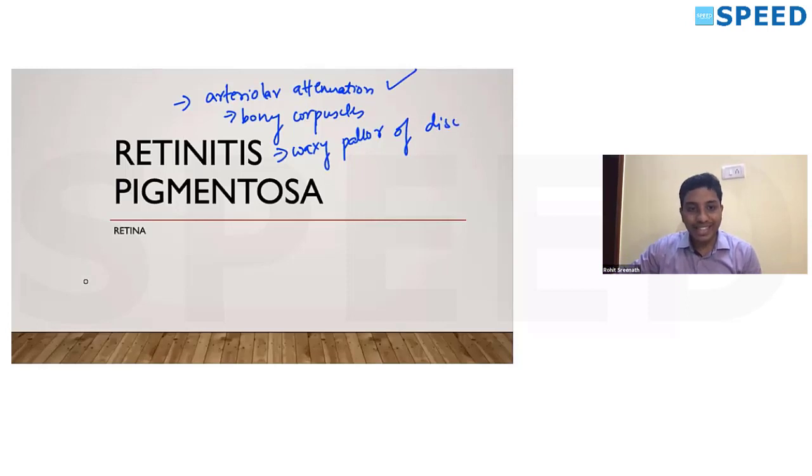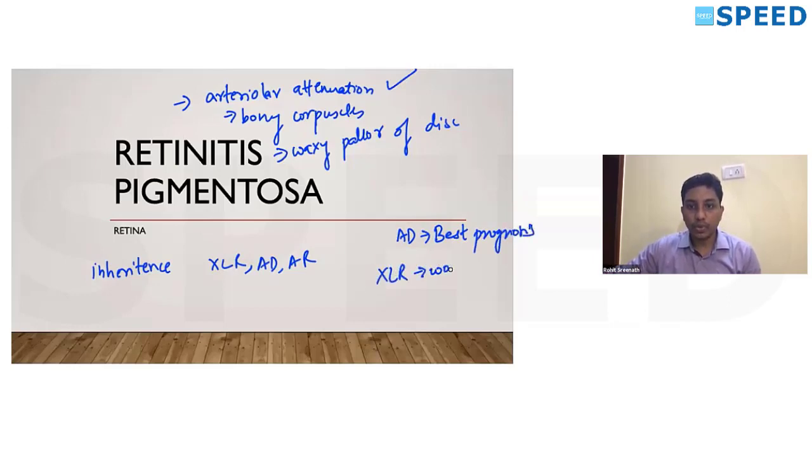So you should remember the inheritance of this disease. This disease is inherited as X-linked recessive, autosomal dominant, and autosomal recessive. Among these three, you should remember that autosomal dominant has the best prognosis and X-linked recessive has the worst prognosis.